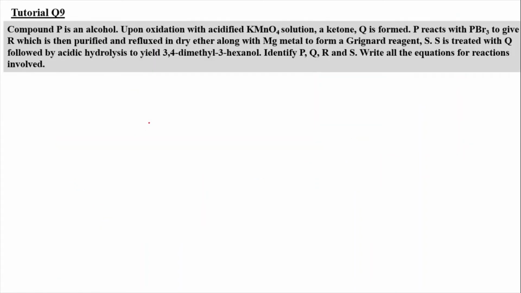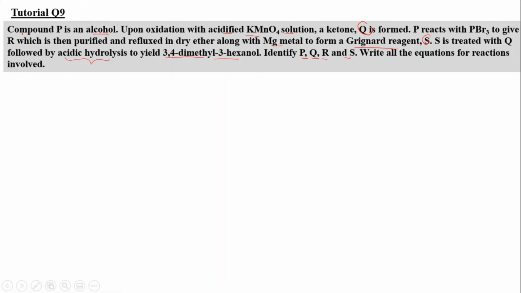So for tutorial question 9, compound P is an alcohol. Upon oxidation with acidified KMnO4 solution, a ketone Q is formed. P, which is an alcohol just now, will react with PBr3 to give R, which is then purified and refluxed in dry ether along with magnesium metal to form a Grignard reagent S. S is then treated with Q followed by acidic hydrolysis to yield 3,4-dimethyl-3-hexanol. We need to identify P, Q, R, and S, and write all the equations for the reactions involved. Okay, if we read it like this, confirm you won't understand.